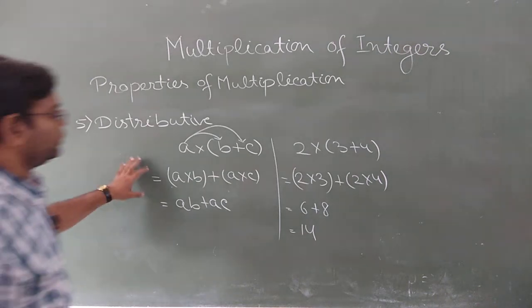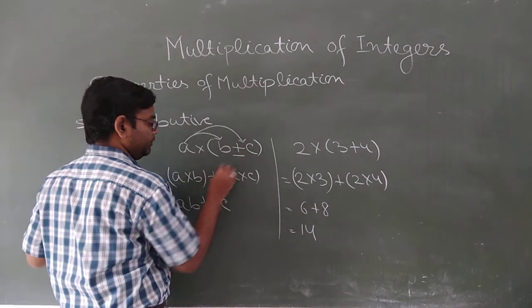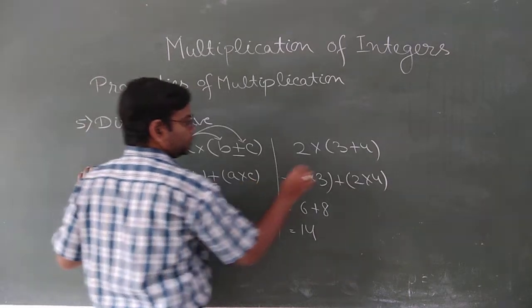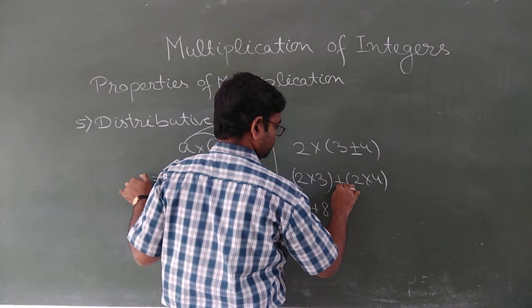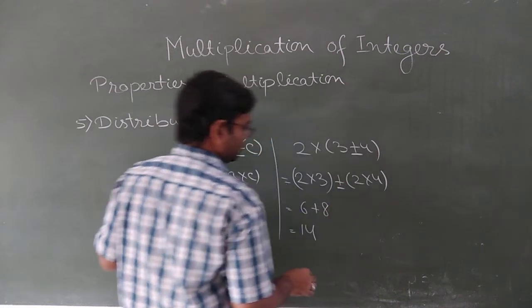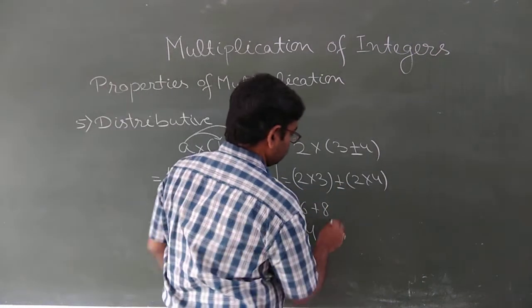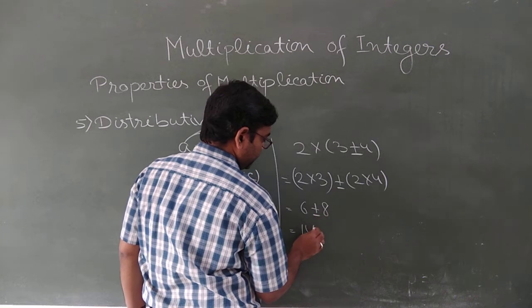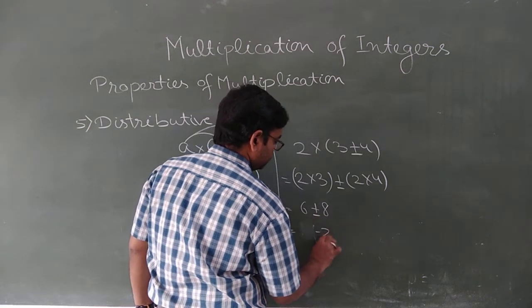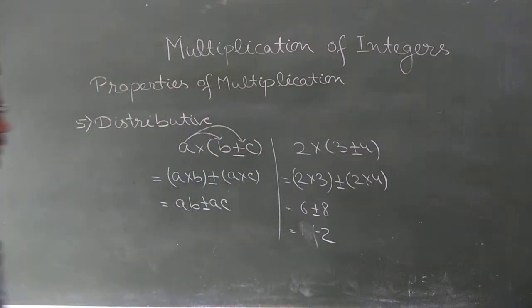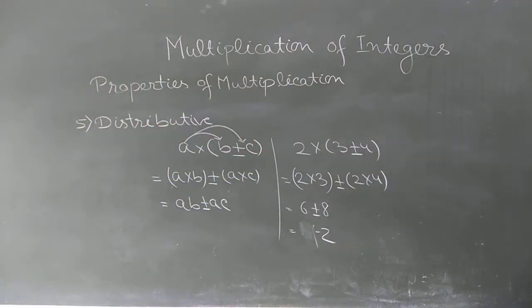The same property follows for the negative one. But here we change the result. 6 minus 8, the answer is not 6 minus 8, it's minus 2. Clear? This is known as the distributive property. Hope this one is clear to you.